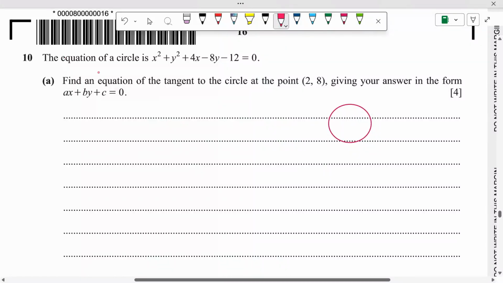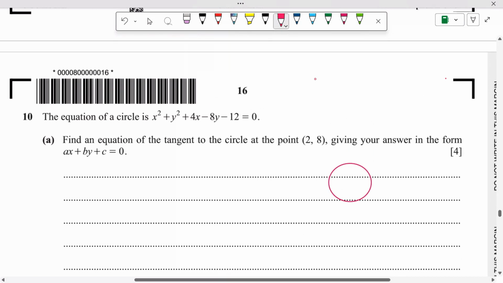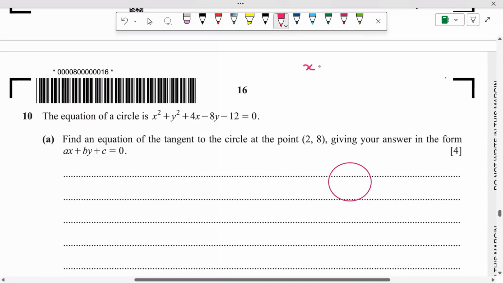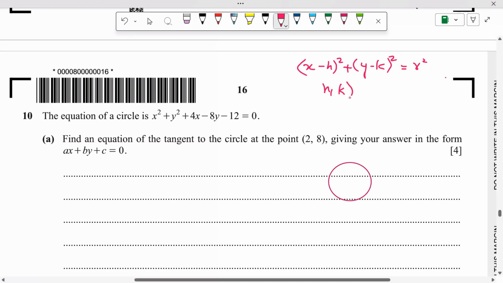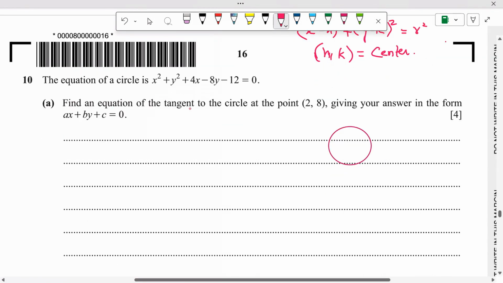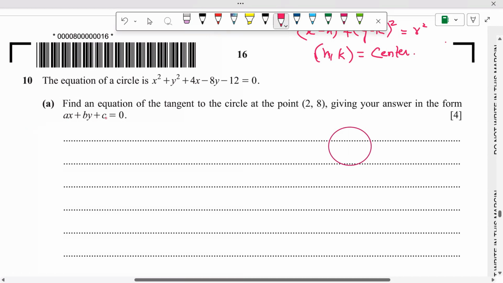Question number 10. The equation of the circle is given, which is x² + y² + 4x − 8y − 12 = 0. We know that the equation of a circle is (x − h)² + (y − k)² = r², where h and k are the center. Find an equation of the tangent to the circle at the point (2, 8), giving your answer in the form ax + by + c.